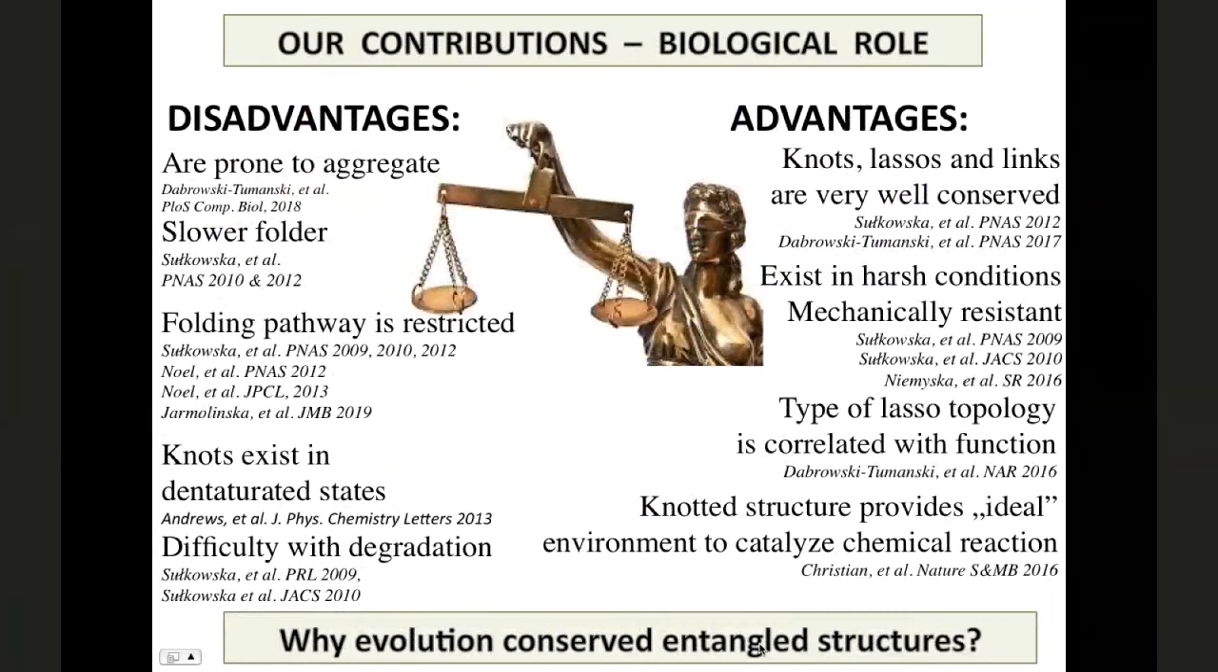So I think it's impossible to cover everything; this field is growing, and there are many people currently studying knotted proteins. So I only collect the information that I contributed to this field. And I can say there are some disadvantages and advantages for possessing the knot. So we can show that knotted proteins are prone to aggregate. I believe they are slower folders. Their folding pathway is restricted.